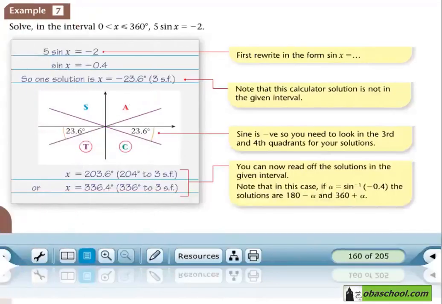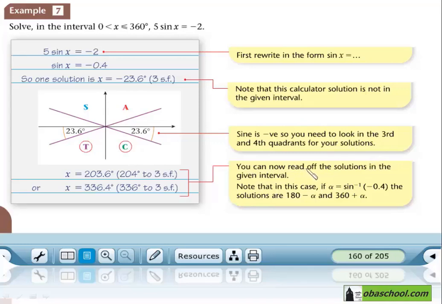Look at the book. First, you rewrite the equation in the form of sine x equals a constant. We used the calculator and the answer for x was negative. Note that this calculator solution is not in the given interval. That is why we represented them on the quadrant plane. And we defined when the sign is negative. So we looked at the third and fourth quadrant for the solutions. You can read off the solution in the given interval.